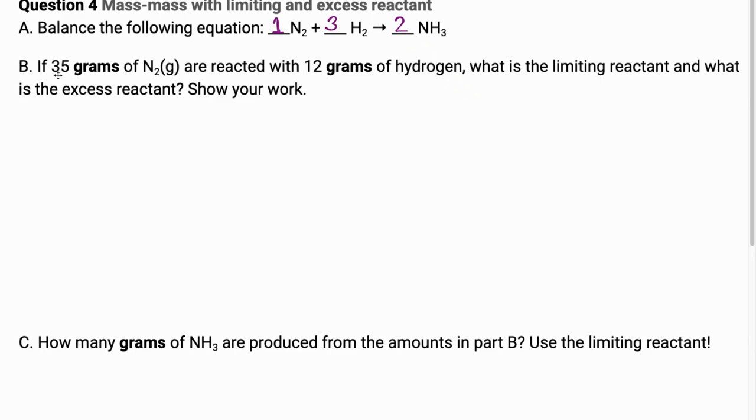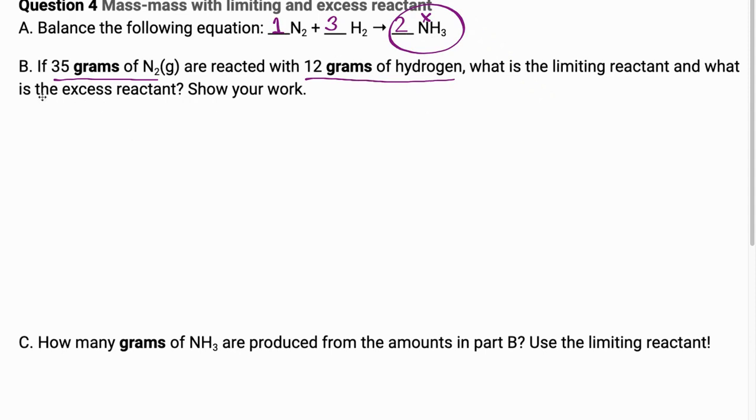In part B, it says if 35 grams of N2 are reacted with 12 grams of hydrogen, what is the limiting reactant and what is the excess reactant? Show your work. So what I'm going to do is two mass to mass problems. I'm going to first figure out how many grams of NH3 I can make with my N2, and then I will do the same thing. I'll find how much NH3 I can make with the 12 grams of hydrogen.